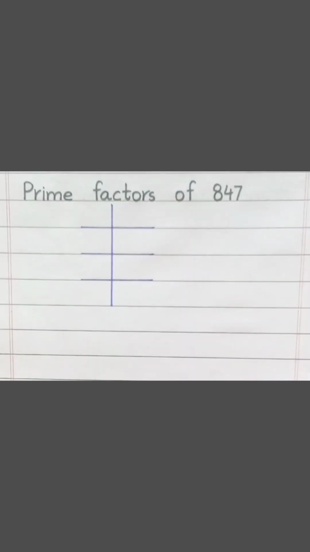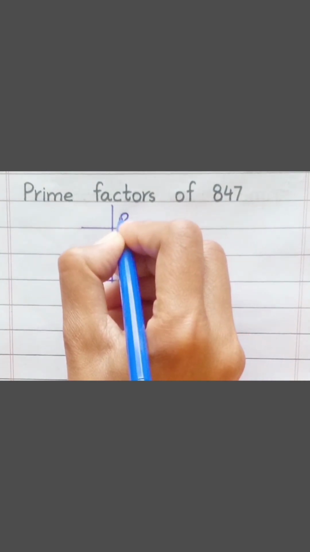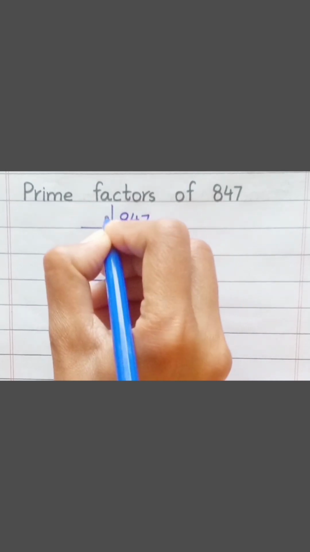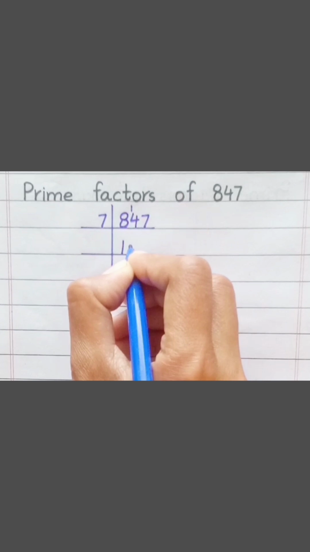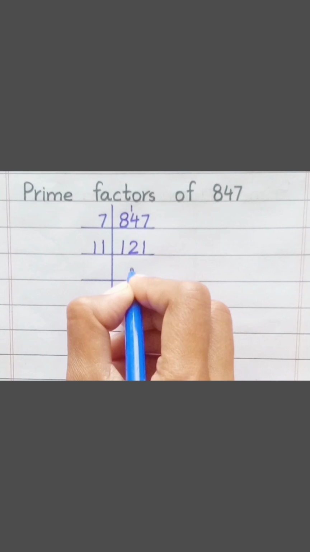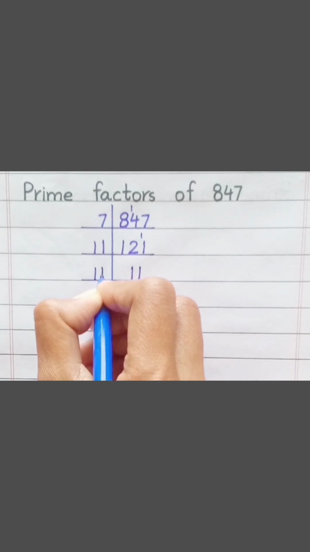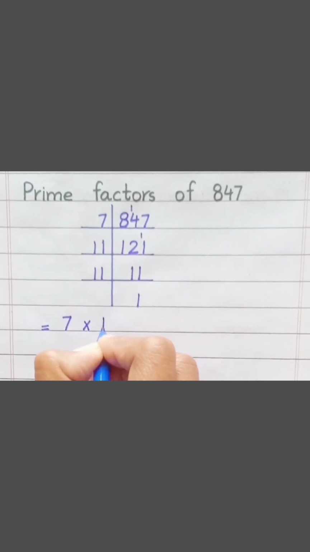Prime factors of 847. 7 ones are 7, 7 twos are 14, 7 ones are 7, 11 ones are 11, 11 ones are 11, 11 ones are 11. Equal 7 multiply 11 multiply 11.